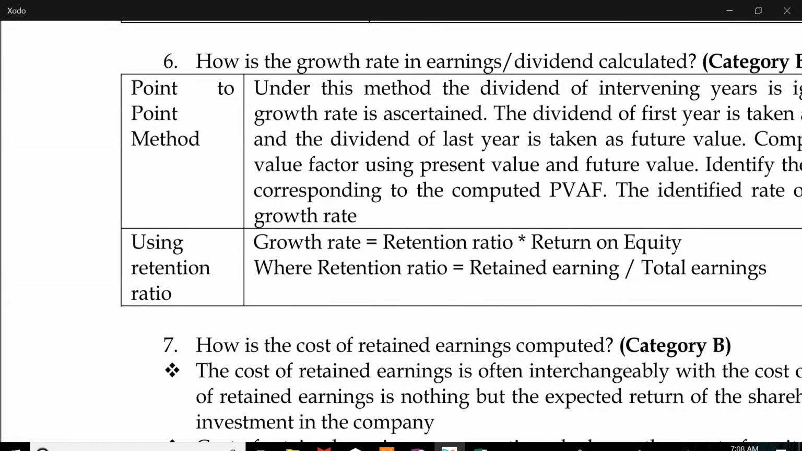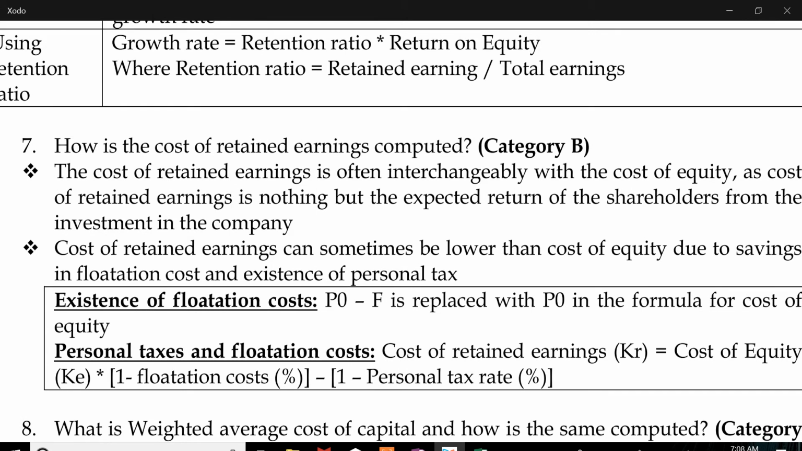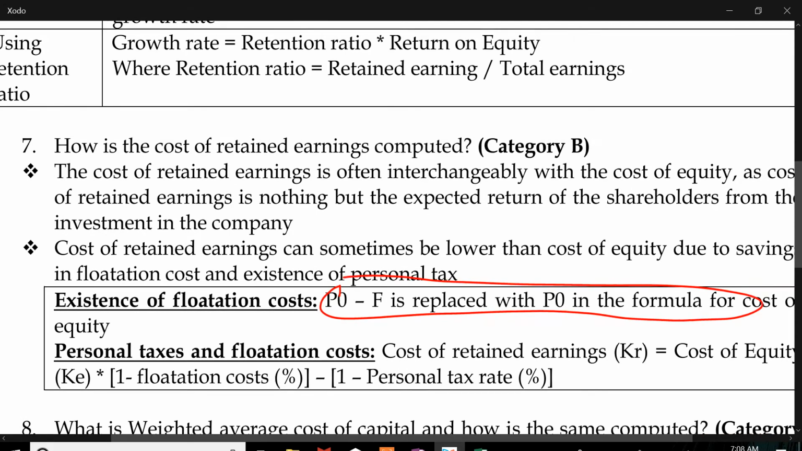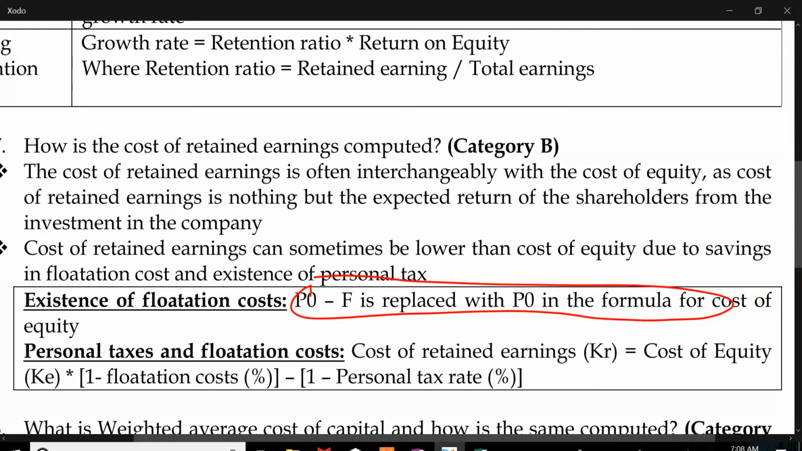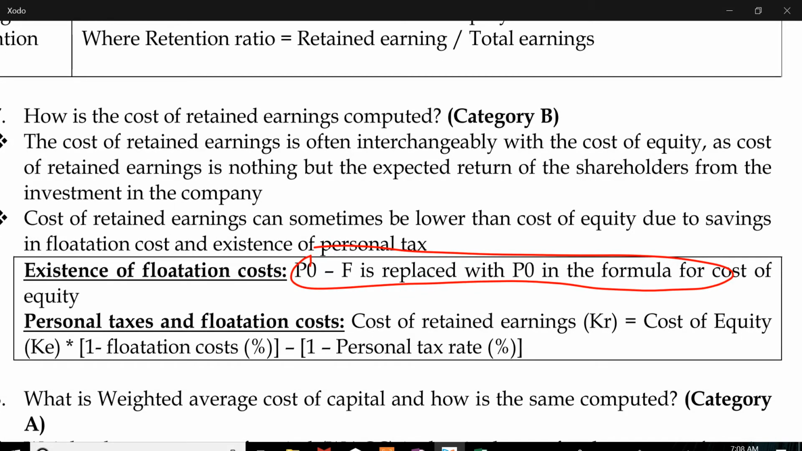So two scenarios: one, flotation cost; second, personal taxes. If there is a flotation cost, P0 minus F is replaced with P0 in the formula for cost of equity. So it will become D1 by P0 plus growth rate, and CAPM remains the same. There you don't have D1, P0 and all. Second, if there are personal taxes, this is the formula they have introduced. There is no major logic behind it. We just need to remember: KR is equal to KE into 1 minus personal tax rate. Why am I doing 1 minus personal taxes? That will reduce the cost of retained earnings.